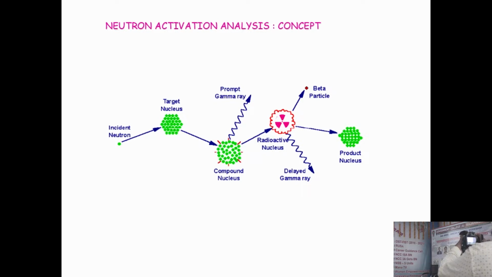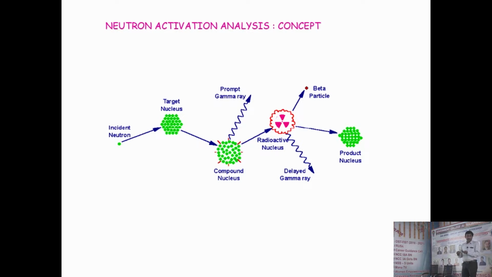The principle here is the same: you take the target in the reactor and irradiate it with a neutron beam, either from the reactor or from some isotope source. When the neutron is captured, we get a compound nucleus, which becomes excited. When it is excited, on the spot it may emit gamma rays, which is called a prompt gamma, because on the spot we get one gamma ray.